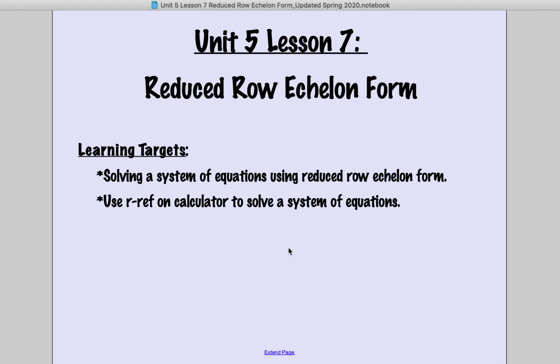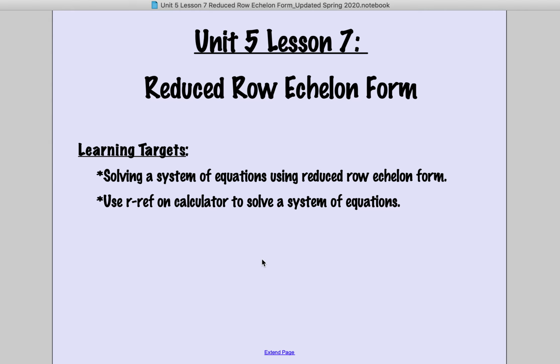Today we're going to go ahead and look at reduced row echelon form. Your learning target for today is that you will solve a system of equations using reduced row echelon form. And then I'm also going to show you how to use reduced row echelon form on your calculator to solve a system of equations. Okay.